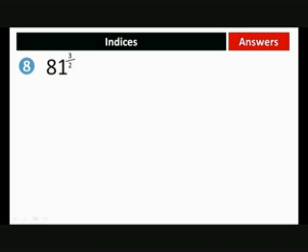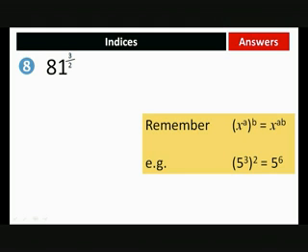Question 8. 81 to the power of 3 over 2. Now we need to remember the rule that says when you've got one power raised to another power, it's the same as multiplying the powers. But we're going to apply that in reverse now. We're going to break 3 over 2 up into a half times 3. So 3 over 2 is the same as a half times 3. Therefore, 81 to the power of 3 over 2 is the same as 81 to the power of a half, all to the power of 3.